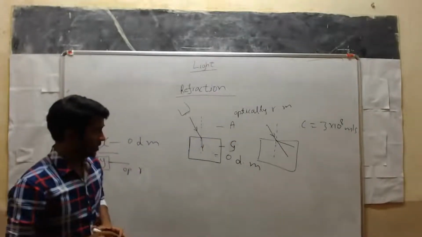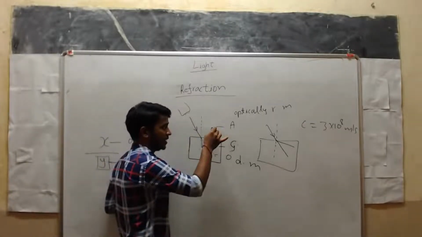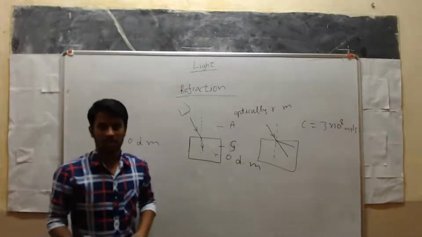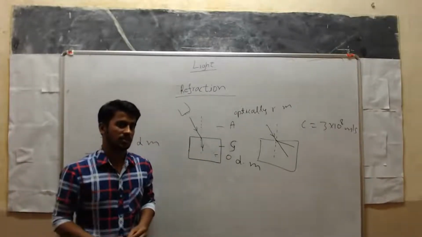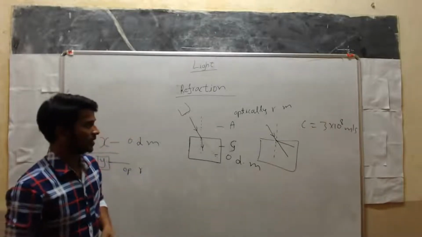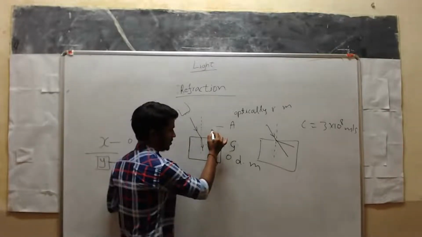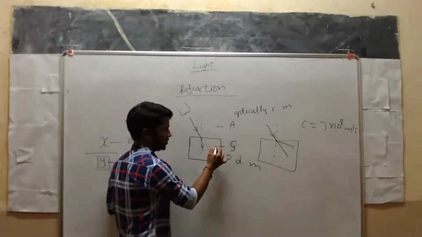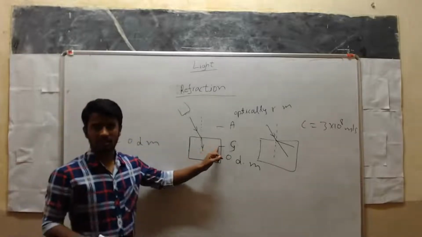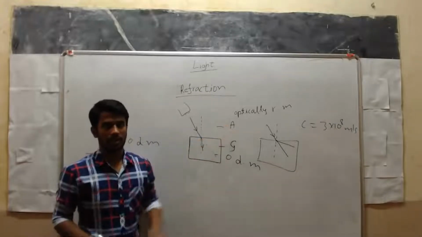Okay, why? We call this because the optical density of glass is greater than the optical density of air. We'll study in higher classes what optical density is. Here the number of electrons is very small, but the number of electrons here is more. So that's why the speed of light decreases here. So we call this a denser medium and this a rarer medium.